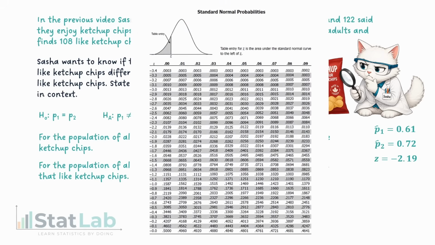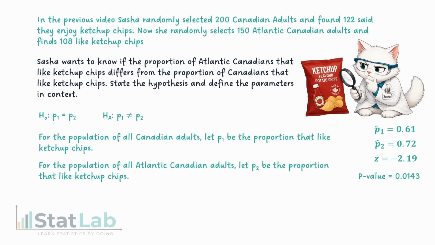We can bring up our Z table and go to our row for minus 2.1 and our column for 9, and we are going to find a p-value of 0.0143.